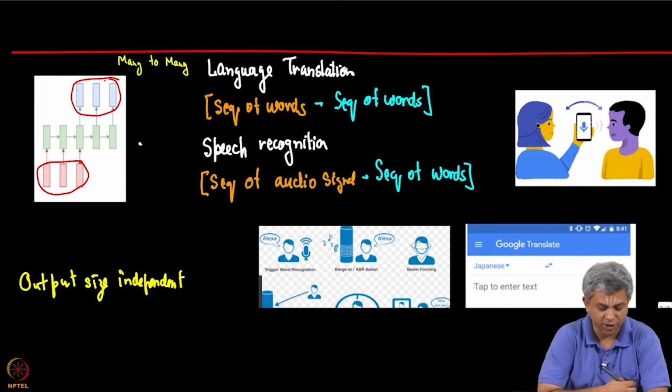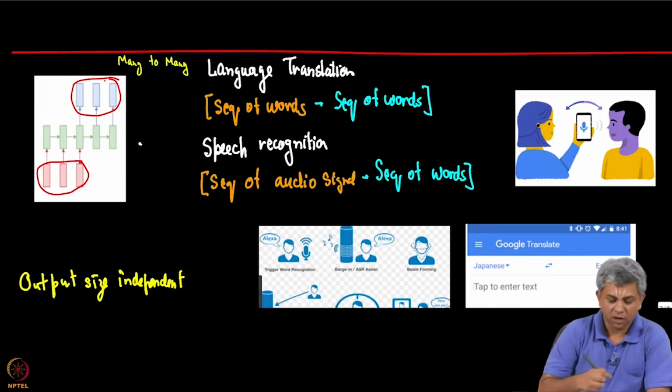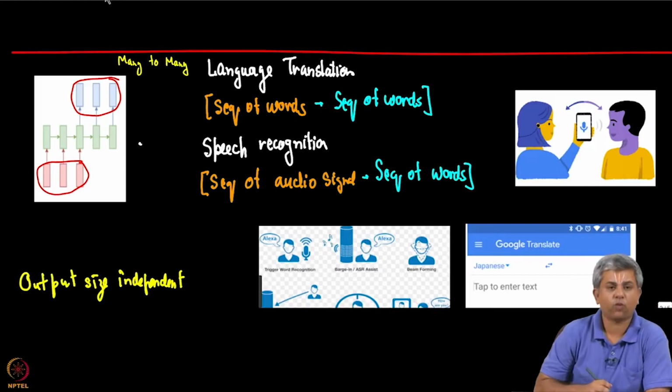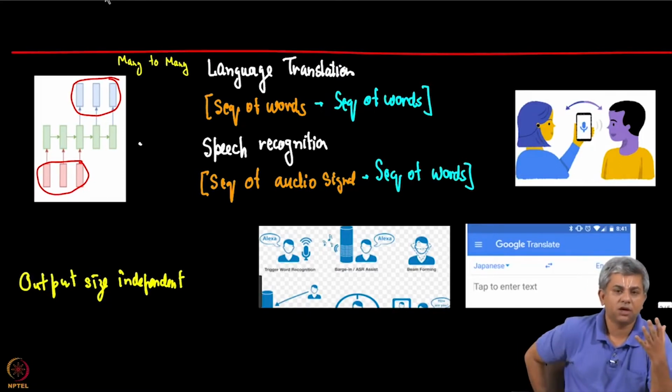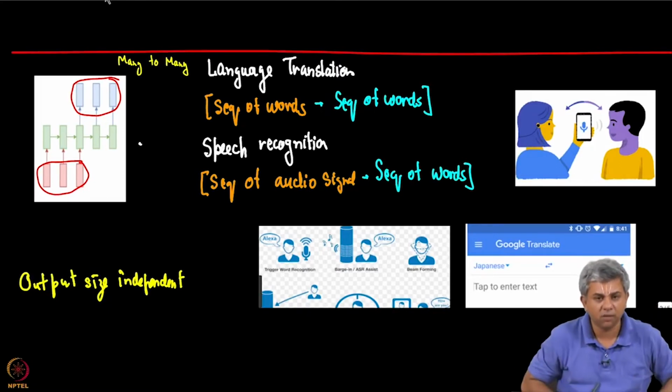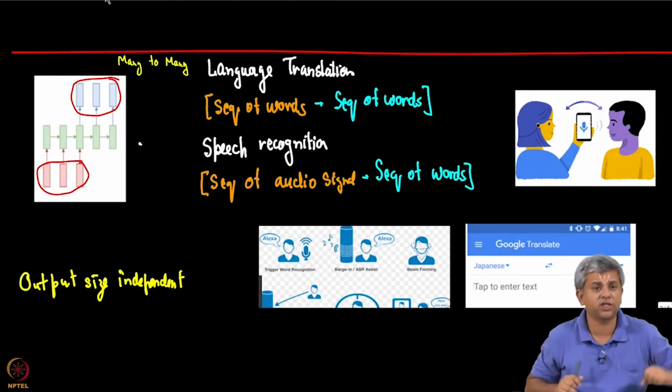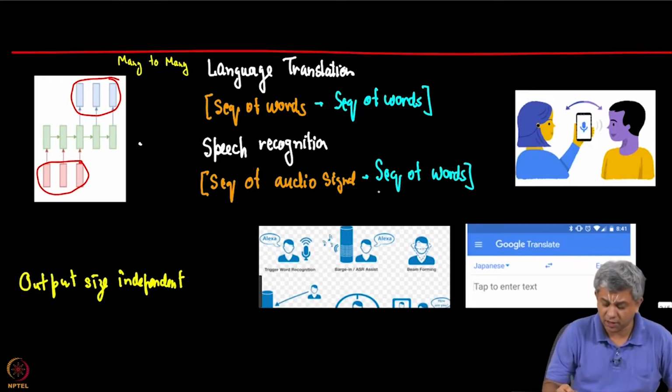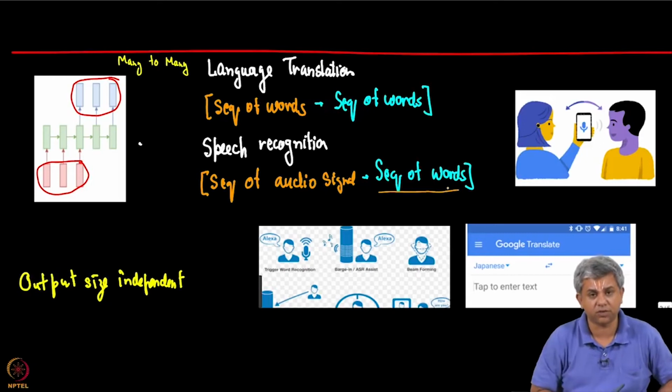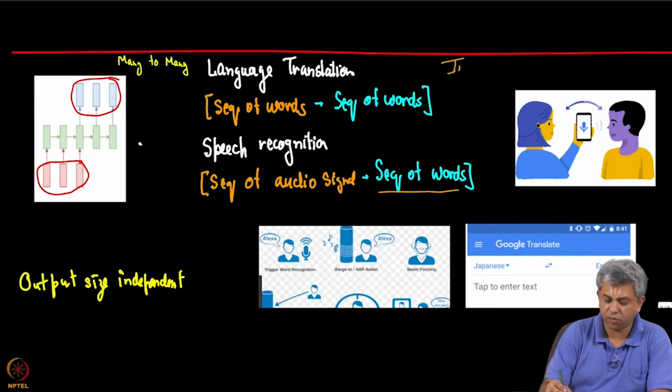Similarly, speech recognition, why would that be a many to many task? One, of course, when I speak there is this length of my audio signal, the length of my audio signal need not be the same as the length of the number of words that I am using. Okay. So, this is also a many to many task where the input size is not the same as output size, not generally be the same as the output size.